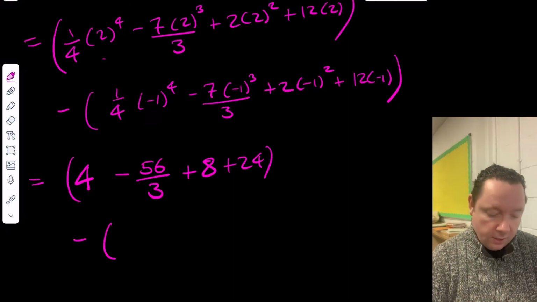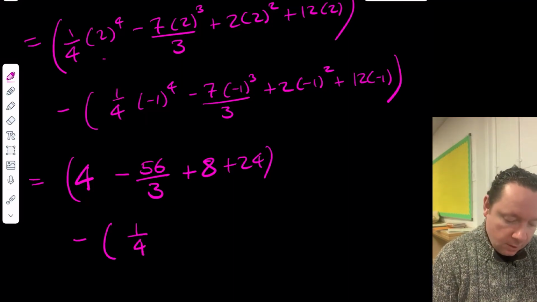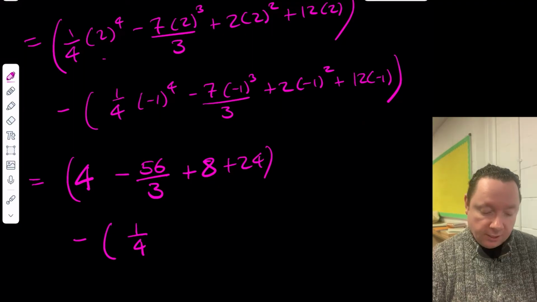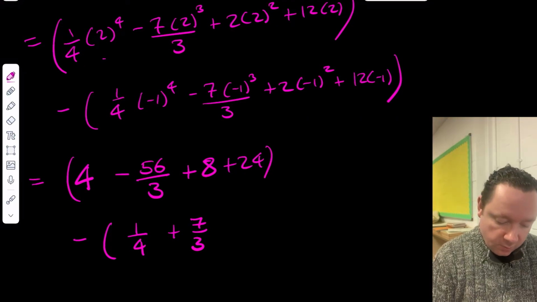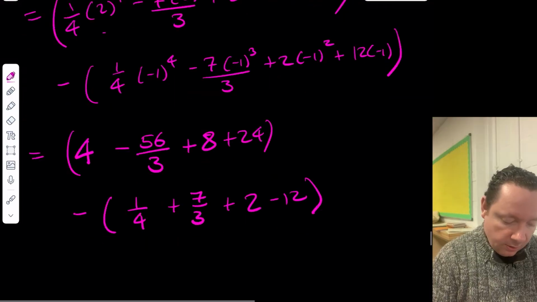Minus 1 to the 4 is 1, so that's a quarter. Minus 1 cubed is minus 1, but times minus 7 is 7, so that's just plus 7 thirds. Minus 1 squared is 1, so that's plus 2. And 12 times minus 1 is minus 12. Okay, so let's deal with these.